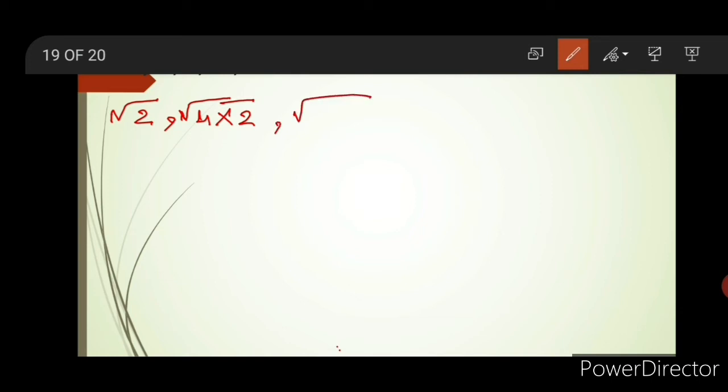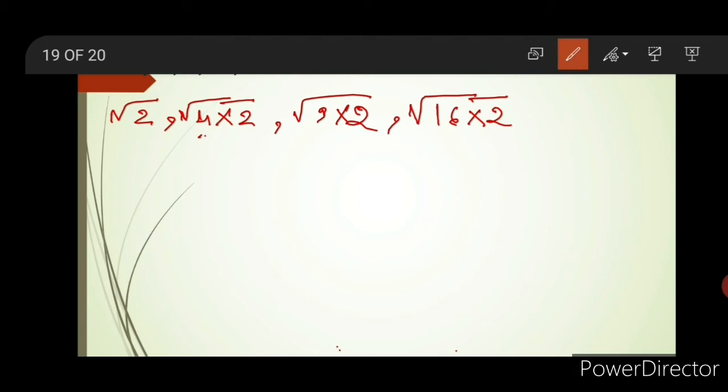Again, square root of 18. How can you write? 9 2s are 18. Similarly, what is the square root of 32? It is 16 2s are 32. Why I wrote like this? Because inside the square root sign we have to write at least one perfect square number. So I wrote 18 as the product of one perfect square number into one more factor.